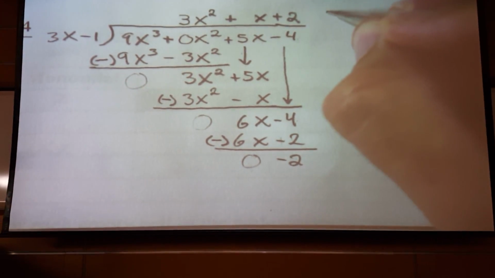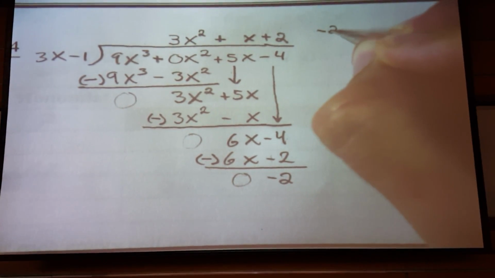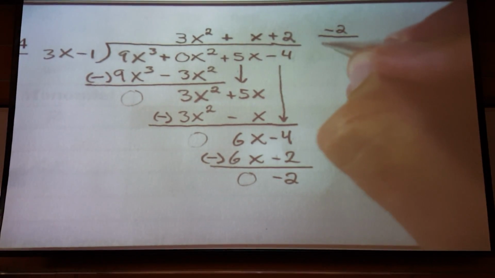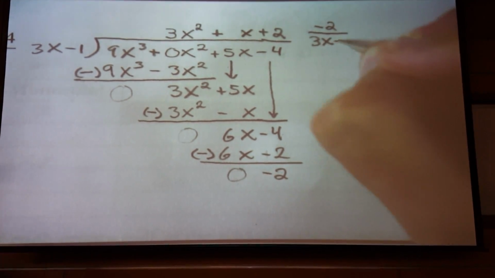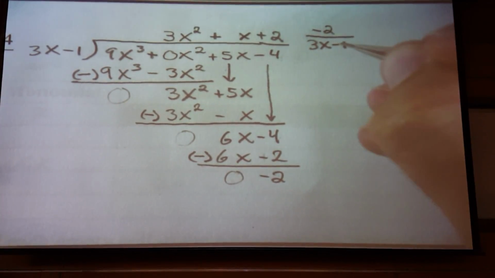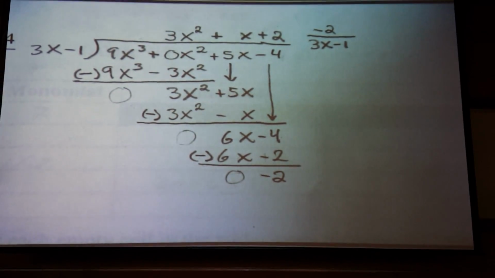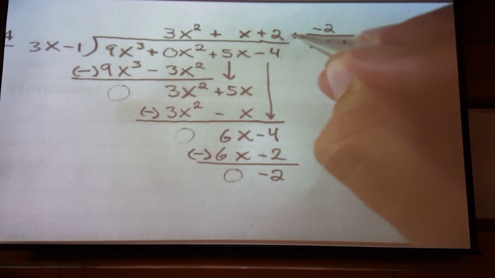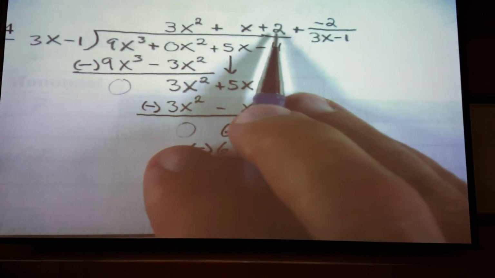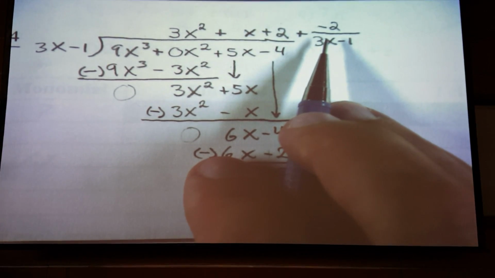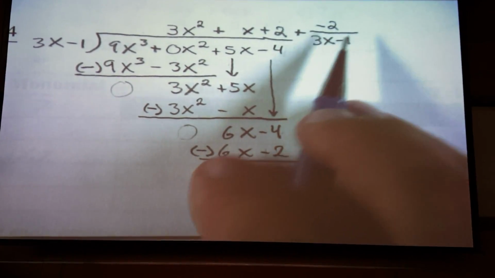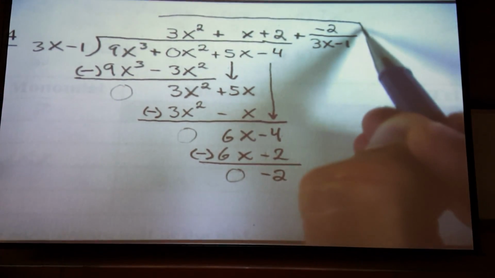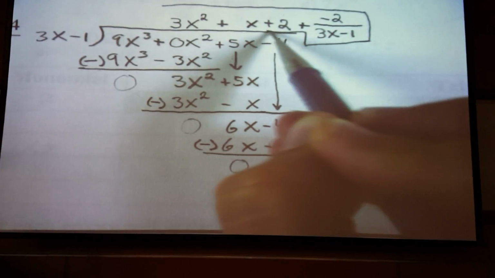I'm going to take the -2. We have not yet divided it by the divisor, so I'm going to put it up here next to the rest of the quotient. Divide it by 3x minus 1. And the thing that a lot of people forget to do is to put a plus sign between, in this case, the 2 and this fractional remainder, or this fractional last term. So that is your final answer.